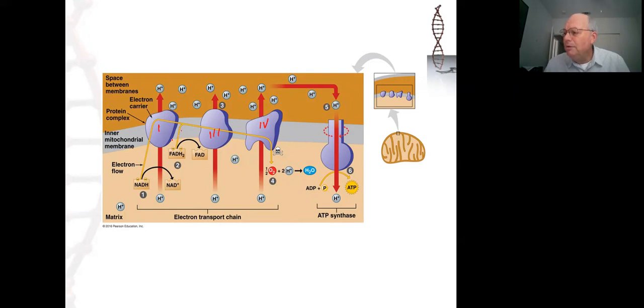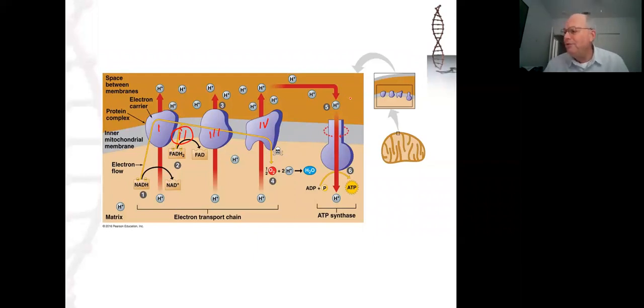Number 2 actually sits here and takes the electrons out of FADH2 and enters them into the pathway. But because they enter in a little bit further down, they don't contribute as much energy, and we do take that into account. So the full energy of the electrons from NADH contributes to the buildup of hydrogen ions. The electrons from FADH also contribute, but not as much energy.